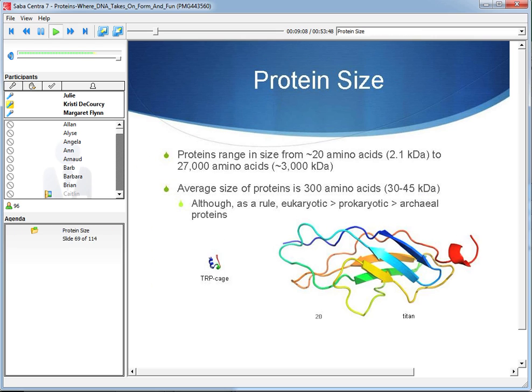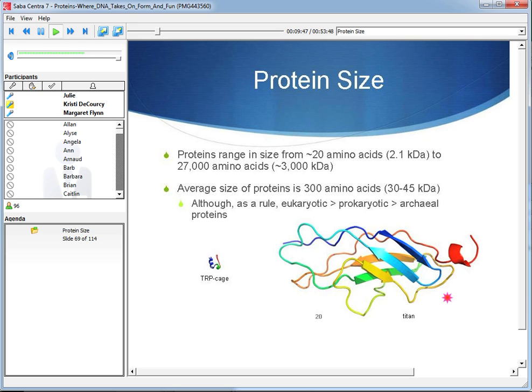So what about size? I'm showing two proteins here. The one on the left is TRP-cage, which is the smallest known naturally occurring protein. It's actually from the saliva of Gila monsters, which I think is sort of interesting because who would be looking in Gila monster saliva for anything? So it's about 20 amino acids, only 2.1 kilodaltons, or 2100 Daltons. Whereas the one on the right is titin. Titin is a muscle protein, which is actually about 27,000 amino acids. It's very big, so it's about 3,000 kilodaltons.